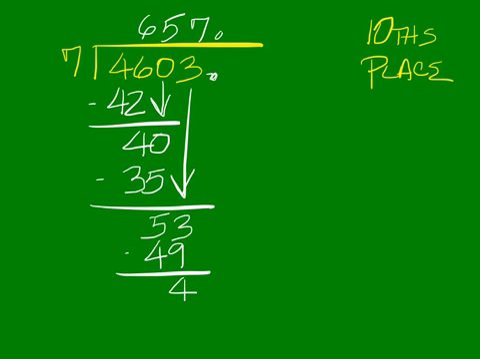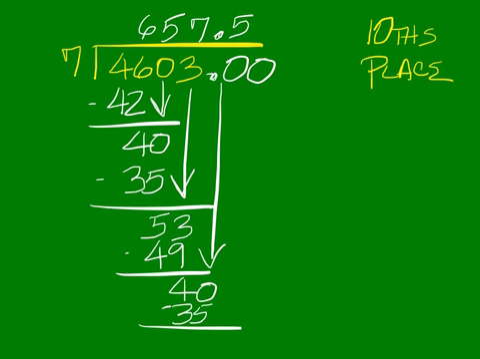Here's your decimal point. We're going to the 10th place, which is this, so we have to go one more place. Drop a 0. 7 into 40, 5 times. That's 35. And you have 5 left over. And you drop one more 0 and get a 7 into 50. 7 times.